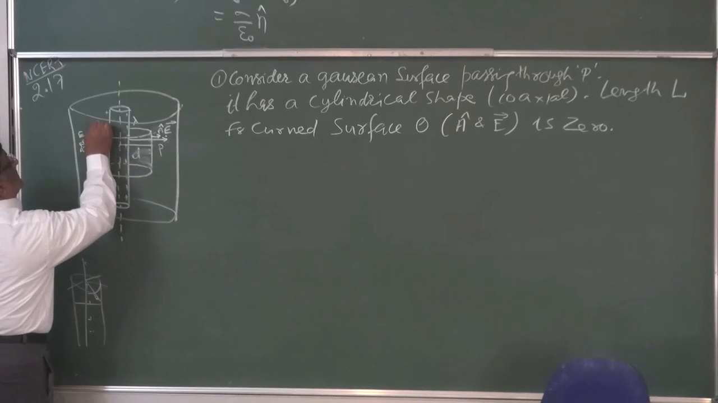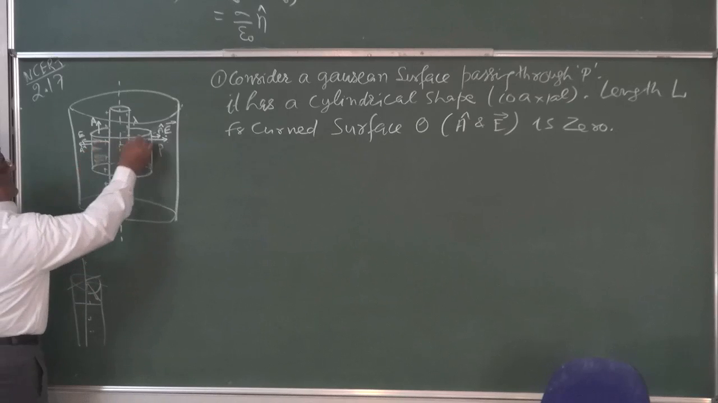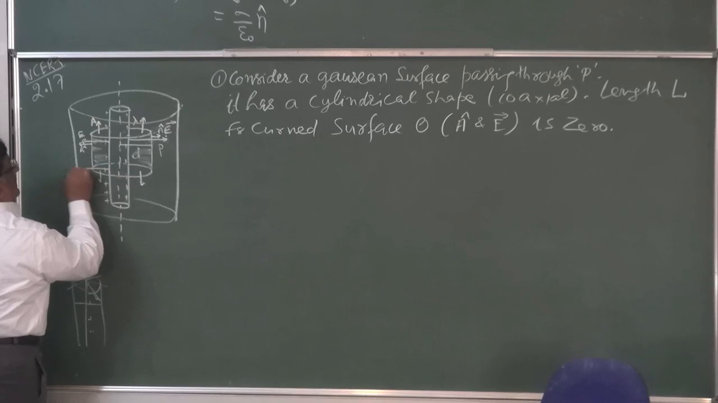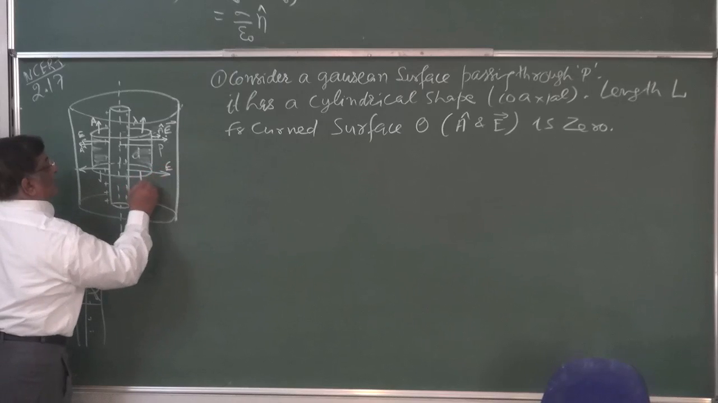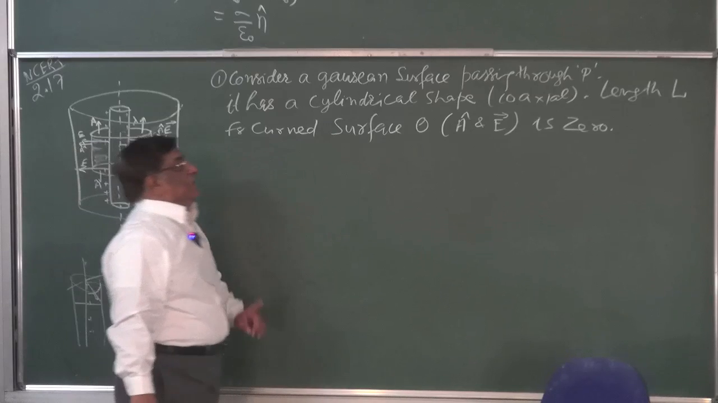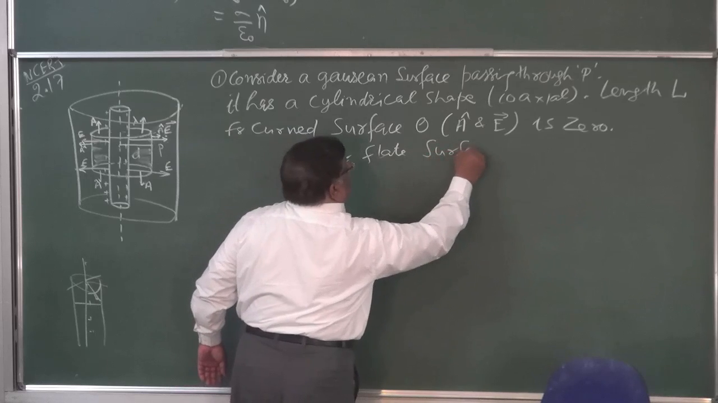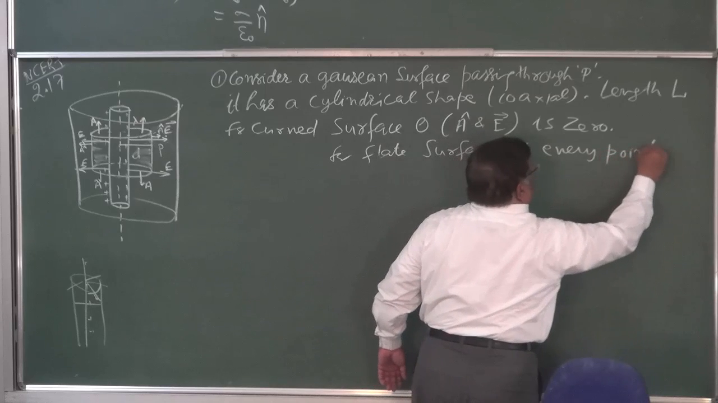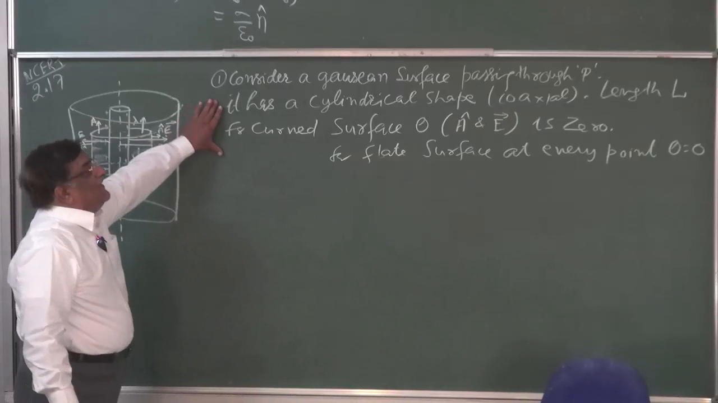For flat surface, here is the area vector and this is electric field vector. The angle is 90 here, 90 here, 90 here, and 90 here. See? So at every place for the flat surface, the angle between area vector and electric field is 90 degrees. We will write it here. For flat surface, at every point theta is 90. Okay, now description is done.